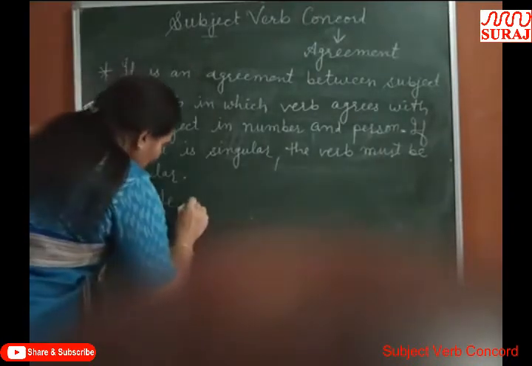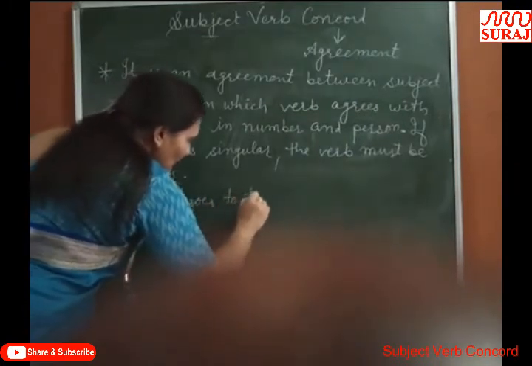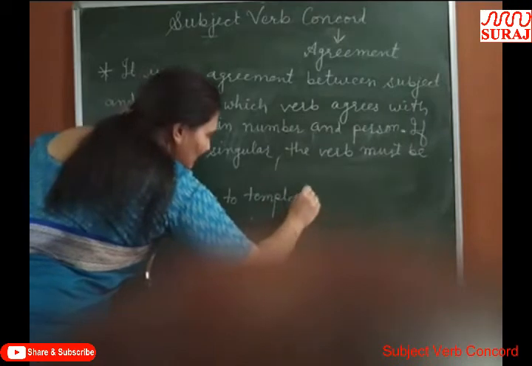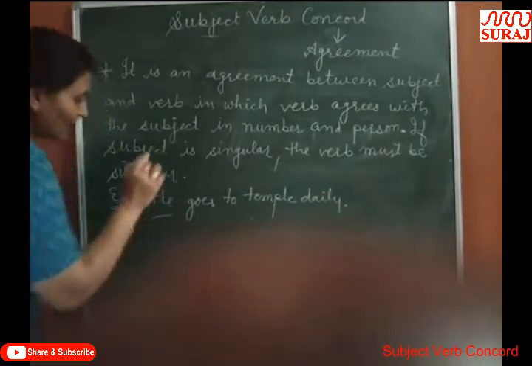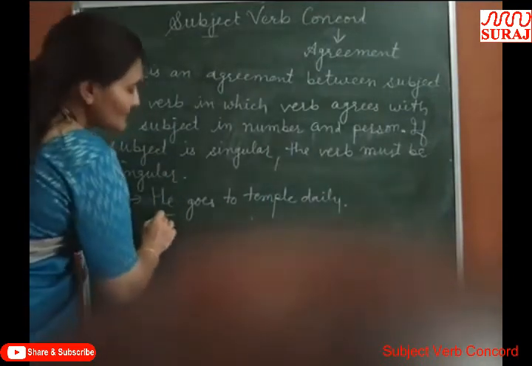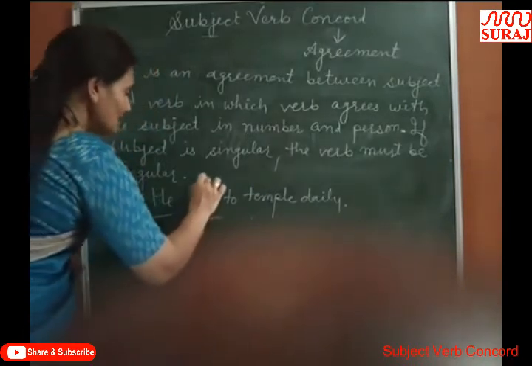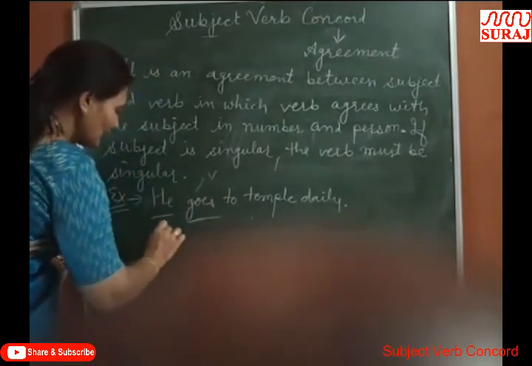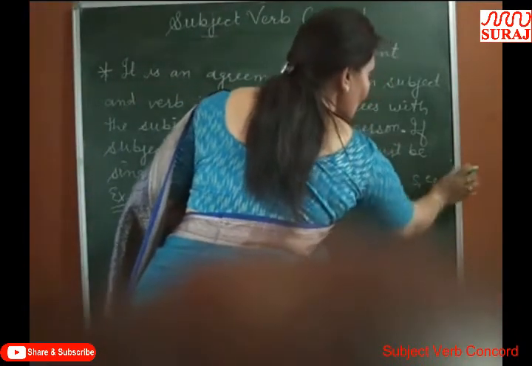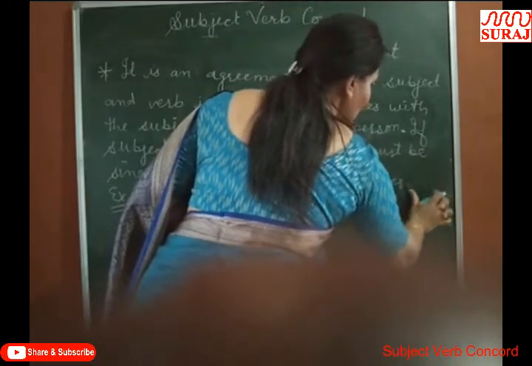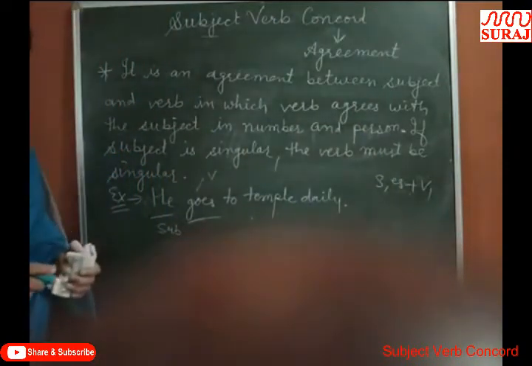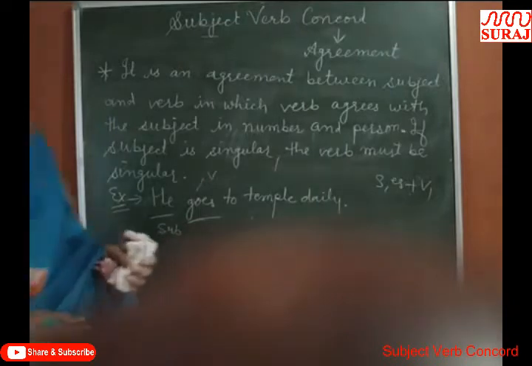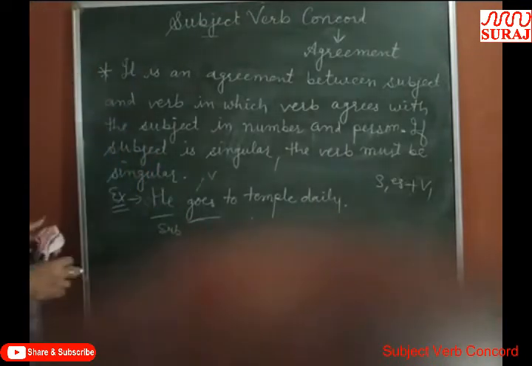He goes to temple daily. Students, here he is singular and singular subject takes singular verb. Here goes is singular verb and he is singular subject. If I add s or es to the verb, s or es plus v1, so it becomes singular form. It becomes singular, otherwise base form always remains in plural form.